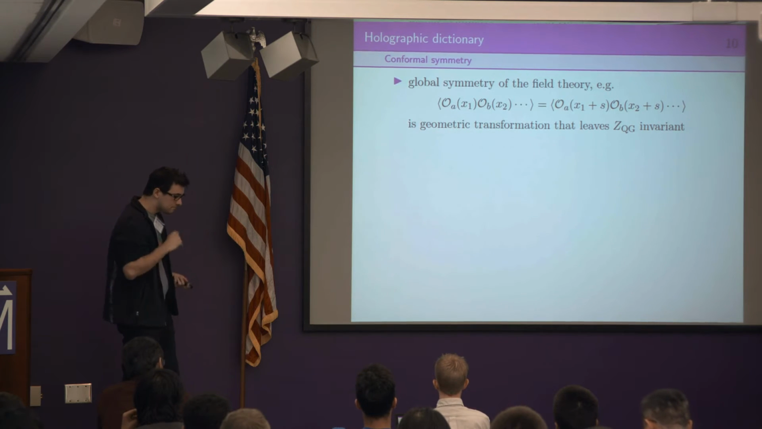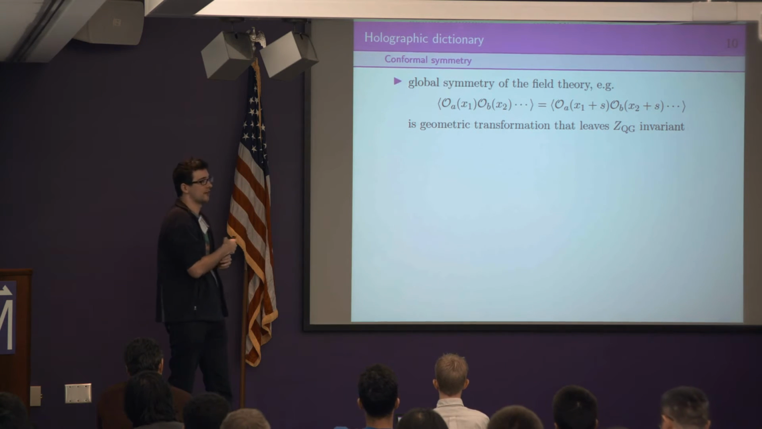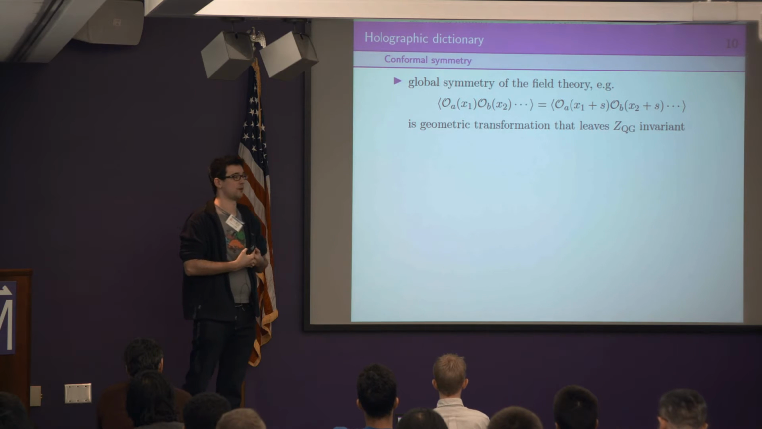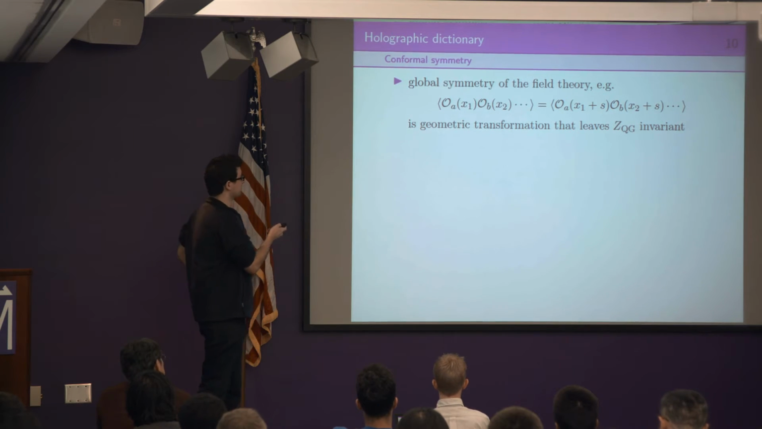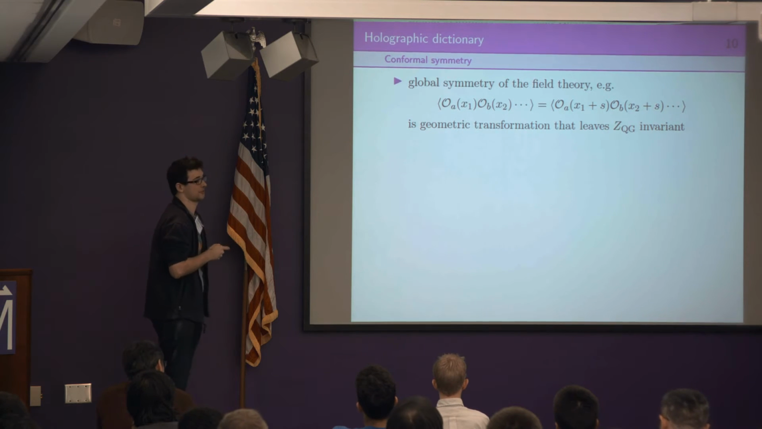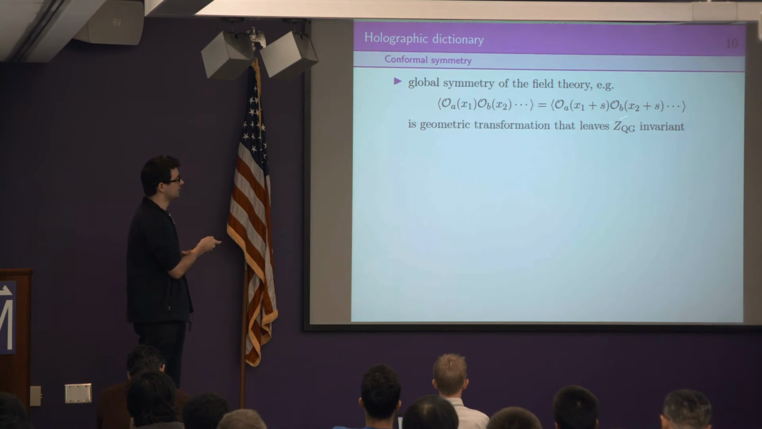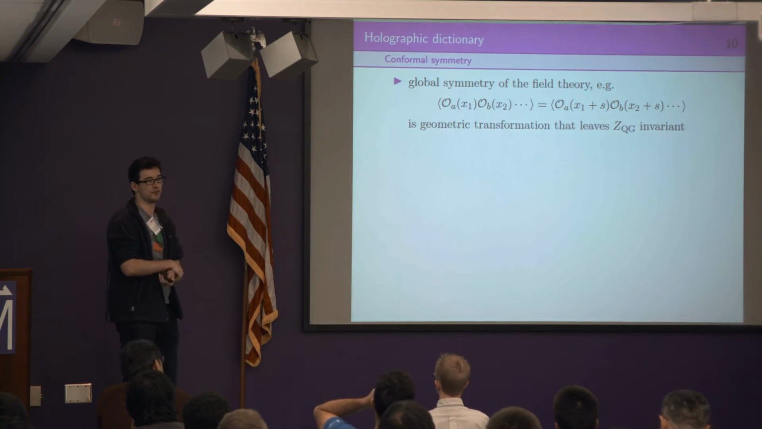A little bit more about symmetries. Any global symmetry of your field theory, like translations, rotations, and so on, that leave correlation functions invariant: obviously, if they're leaving this correlation function invariant, and we believe this holographic dictionary, then whatever transformation this is doing must also leave the partition function of quantum gravity invariant.